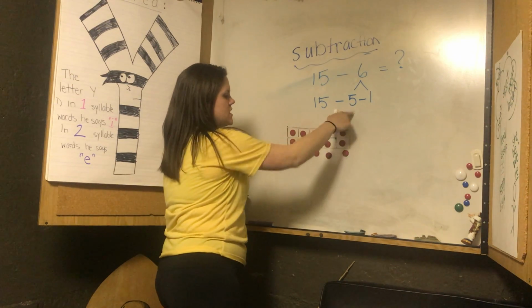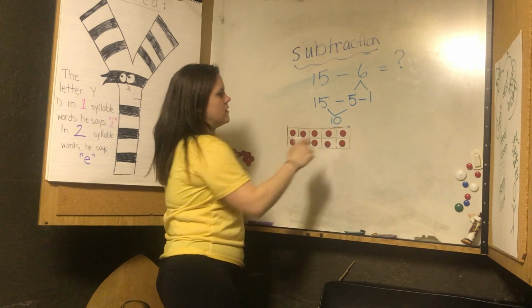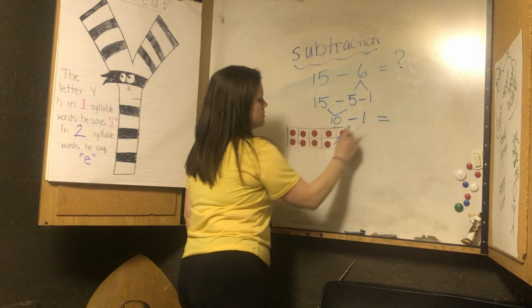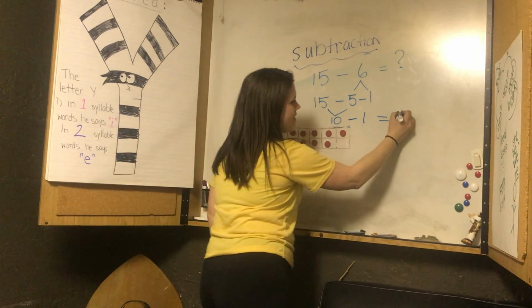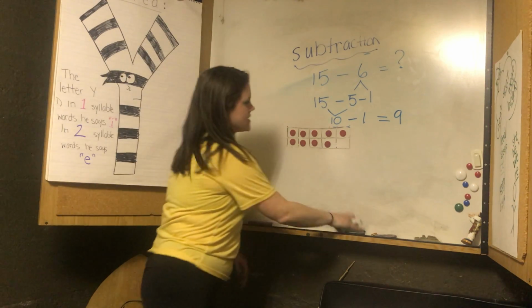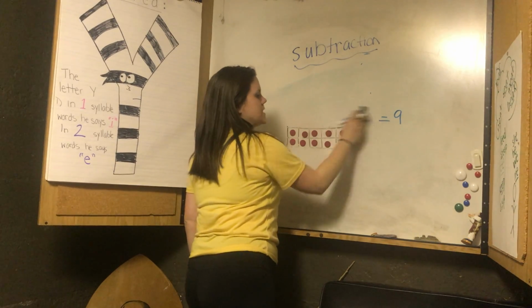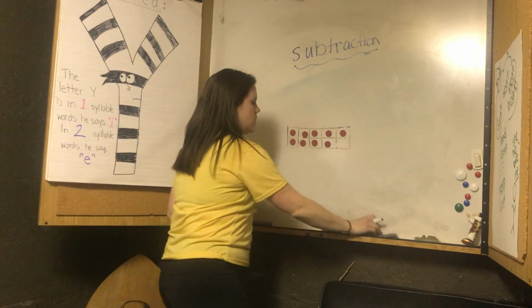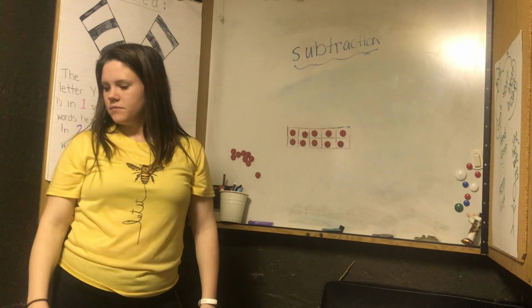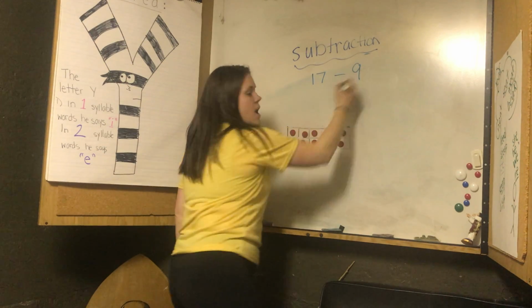So I have 15 take away 5 gives me 10. Do not forget this part. 10 take away 1 equals 9. All right, guys, amazing. You're rocking this. I know you are. Your number sense is so strong. You know how to make 10 easy peasy. And now that you know what we're doing, it's clicking, it's clicking. Let's do number 4 together. 17 take away 9.